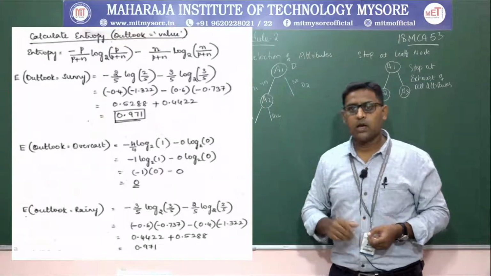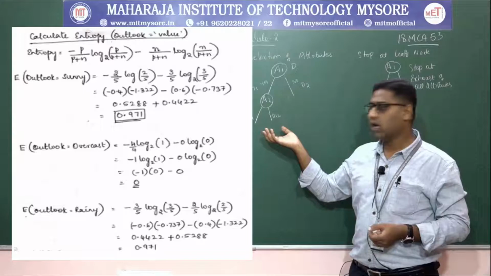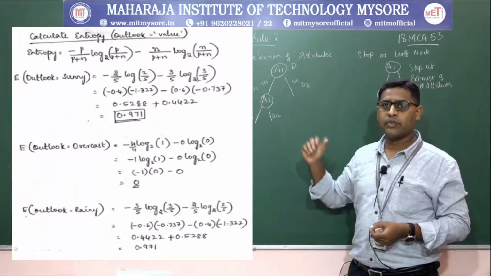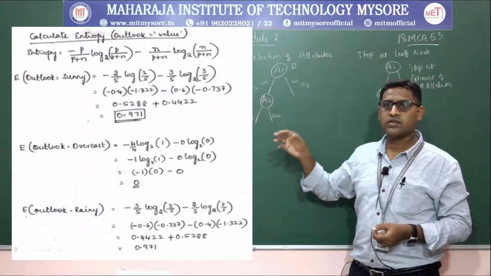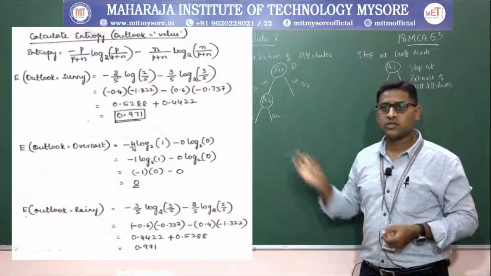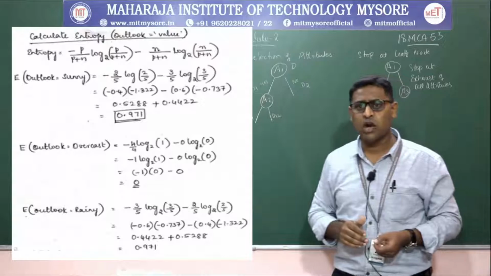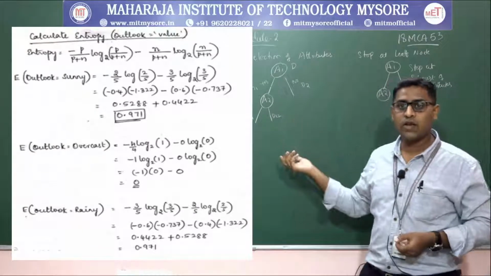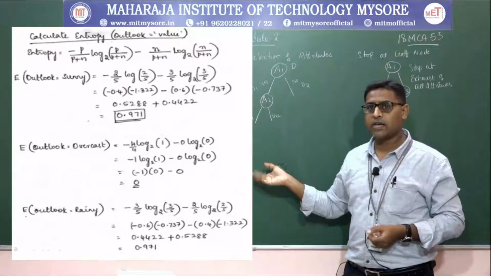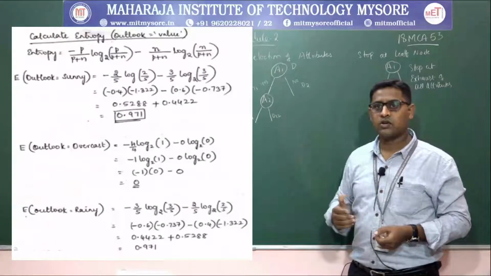We use the same formula: entropy is minus P by P plus N log base 2 of P by P plus N, minus N by P plus N log base 2 of N by P plus N. Substitute the values for sunny: positive values are 2 and negative values are 3. If you substitute those values, you will get 0.971. I hope you have understood sunny.